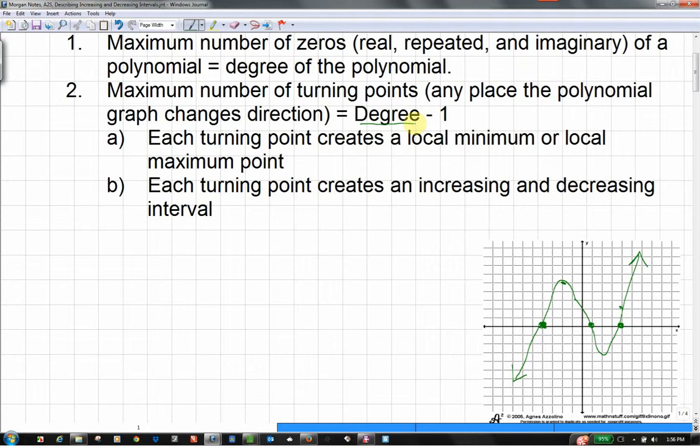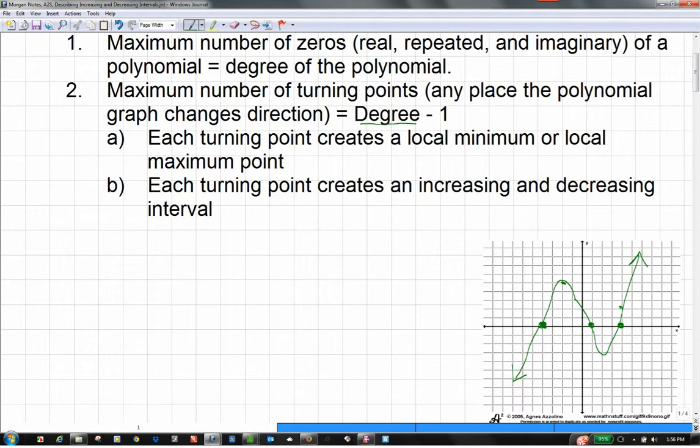That's the maximum number. Now, some of them can be repeating, and so I may not actually see all the zeros. Some of them could be imaginary, but the maximum number will be equal to the degree. And actually, when I count the imaginary and repeated zeros, it will exactly equal the degree. Okay, so then we go to the thing called a turning point.